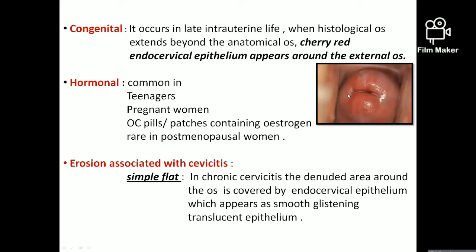Due to the discharge, the cells around the os are denuded. Now, if areas are denuded, they have to heal by themselves. While healing, what occurs? The endocervical columnar epithelium covers the red raw area. When the endocervical epithelium covers the red raw area, it appears as a smooth glistening surface. You can see smooth glistening translucent epithelium. It is called the simple flat type. You cannot see any eversion or any swelling here. That's why it is a simple flat type of cervical erosion.